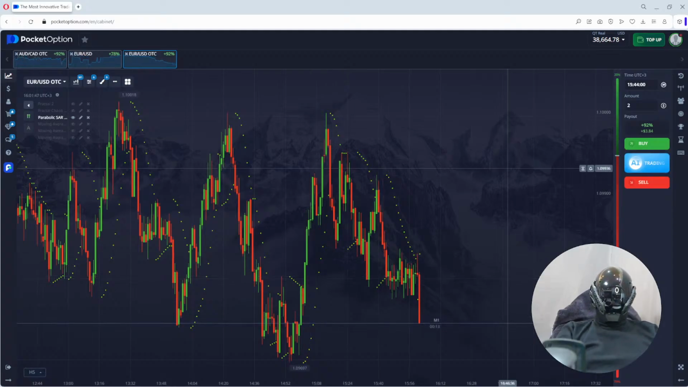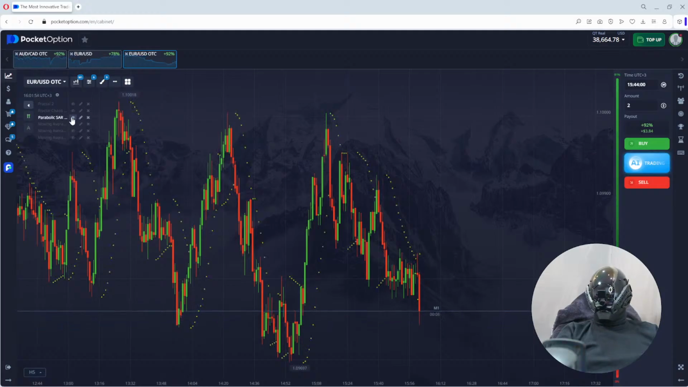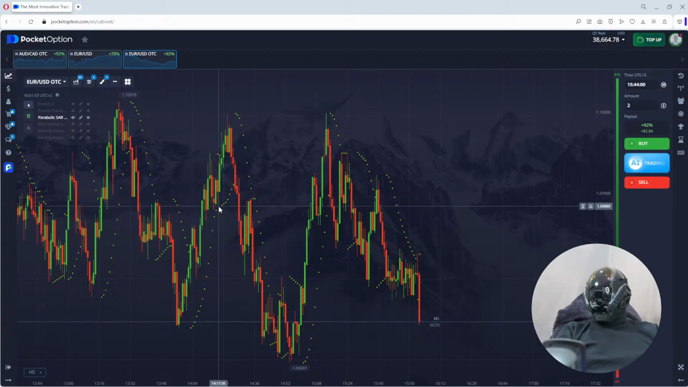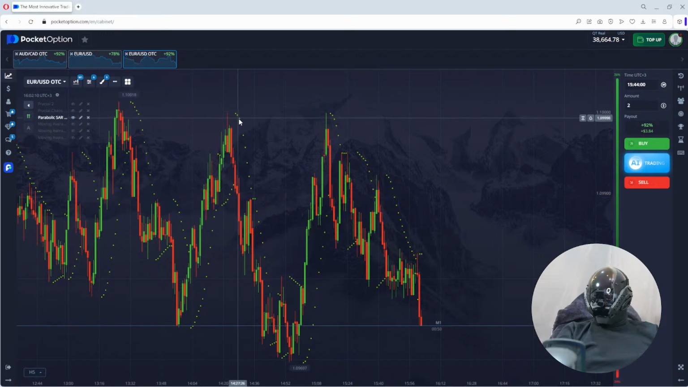And today, we're going to use a very easy indicator. We're going to use parabolic SAR. There it is. These are the dots right there. Super easy. The idea is that you open positions so that you buy when the dots are on the bottom, you sell when the dots are on the top.